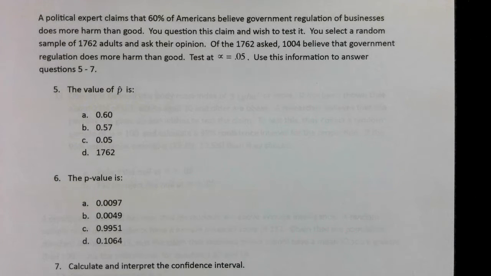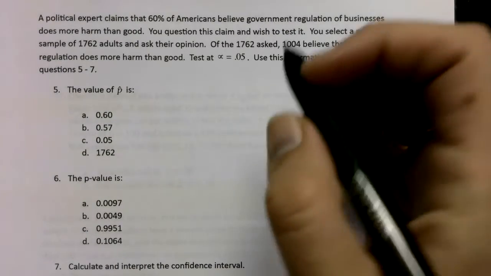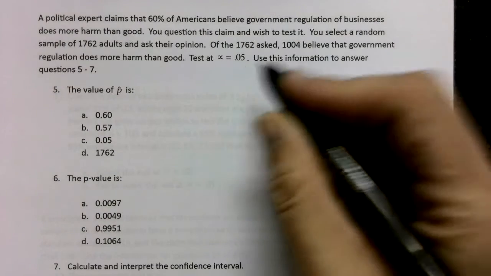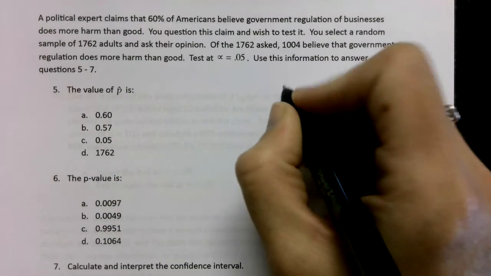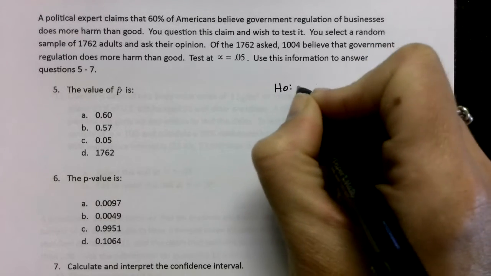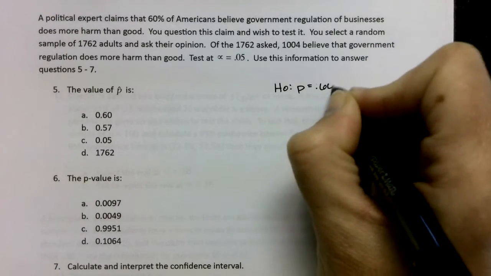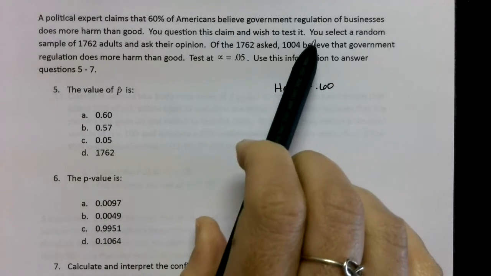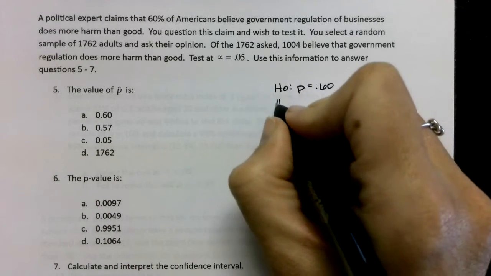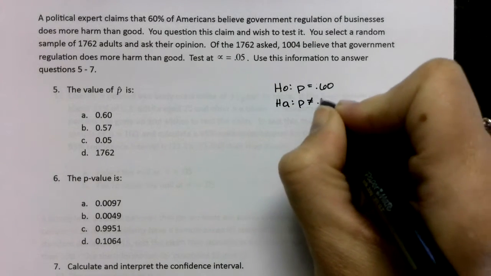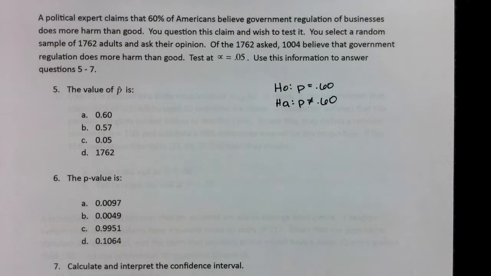Okay, so on the next page, we have a new one, a political claim, or I'm sorry, a political expert claims that 60% of Americans believe government regulation of business does more harm than good. So this is a percentage one. So for H sub O, P is equal to 0.6. You question this claim and wish to test it. Doesn't say less or greater, so we're just simply going to say P is not equal to 0.60.